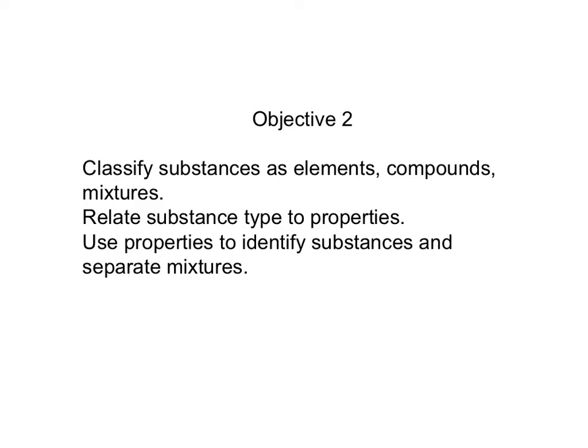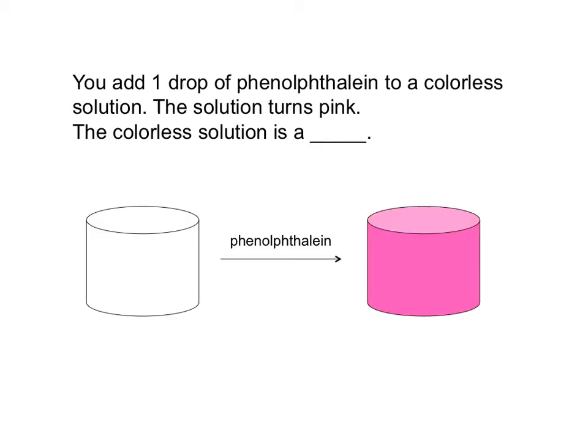In part 1, we used properties to determine substance type and to identify ionic compounds and molecular compounds. In this part, we're going to look at acids and bases and their properties. You have a colorless solution and add 1 drop of phenolphthalein. The solution turns pink, so stop the video and fill in this blank. And the answer is a base.